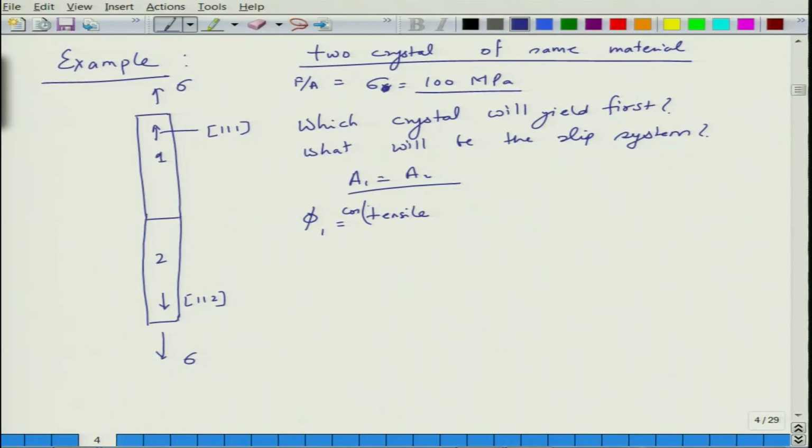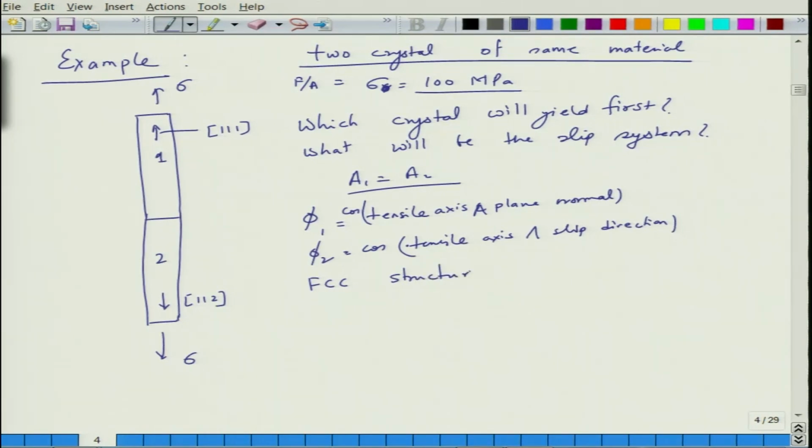So cos phi 1 is the cosine of the angle between the tensile axis and the plane normal, and cos phi 2 is the cosine of the angle between the tensile axis and the slip direction. All right. Let us say the material is FCC structured. So basically we have 12 slip systems for FCC.